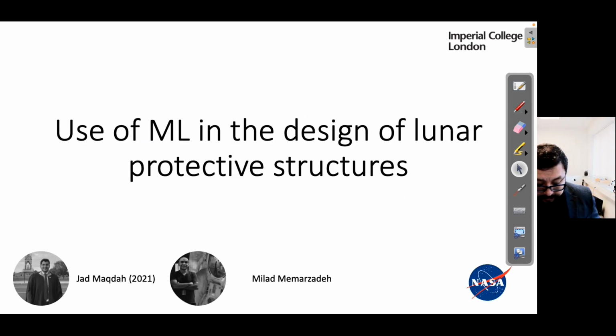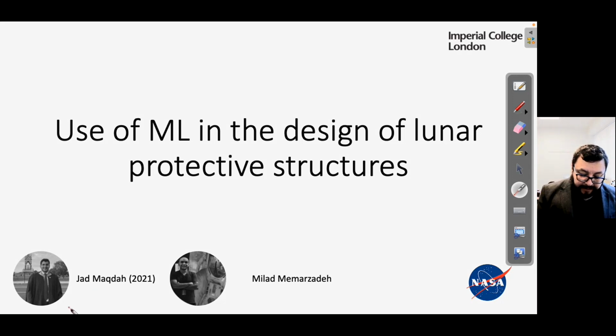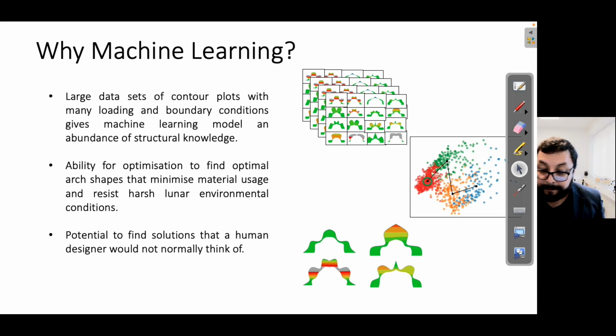Then we thought, with Jad and Milad from NASA, what about the use of machine learning in these cases? And we tried to explore the extent to which machine learning or AI in general can help us to understand the range of possible designs that we can achieve within the context of this provision of extraterrestrial shielding structures.